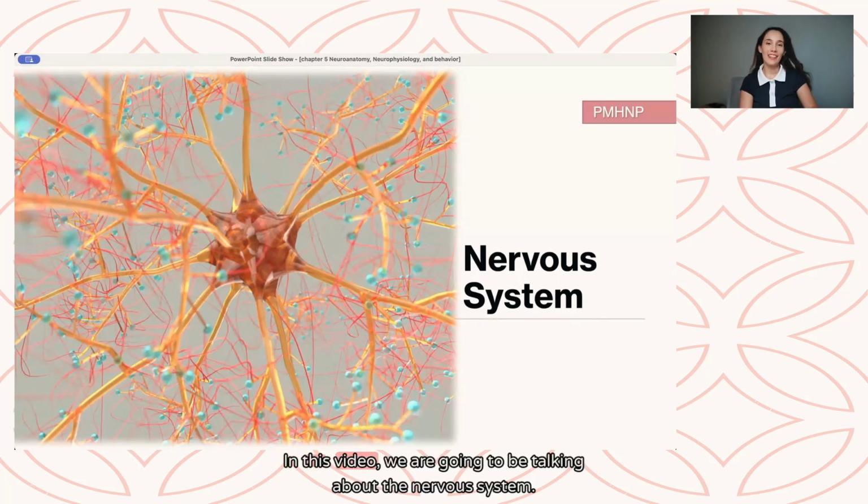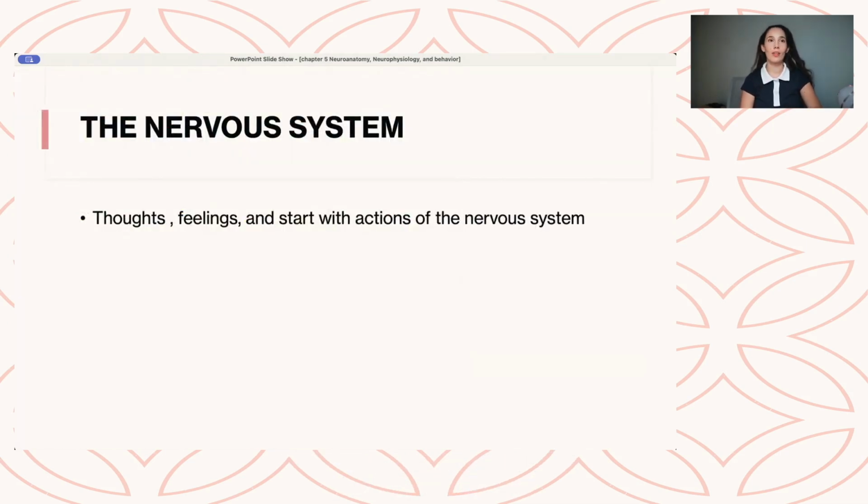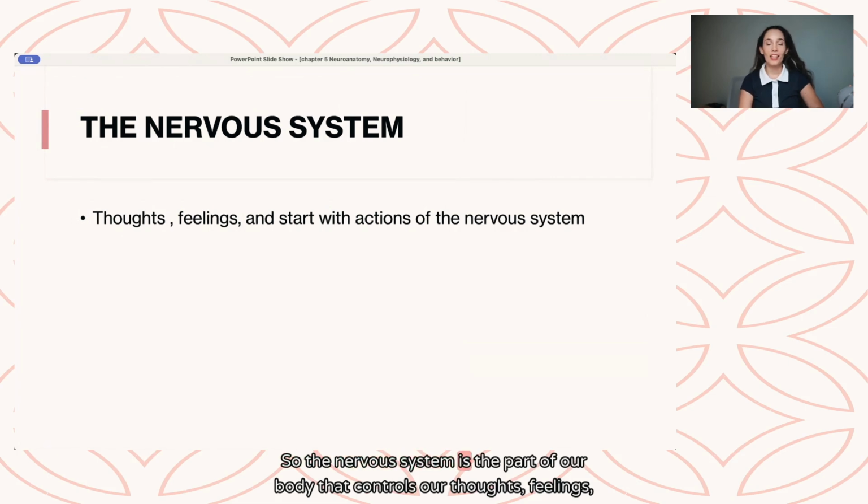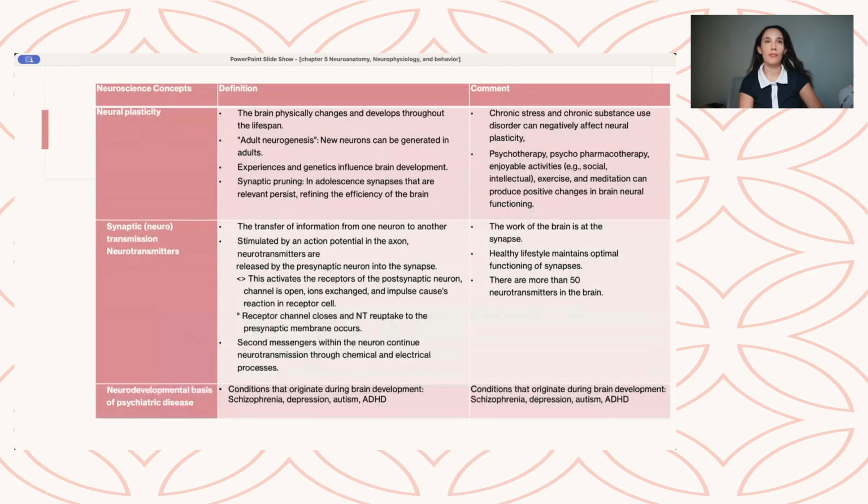Hello everyone. In this video, we are going to be talking about the nervous system. So the nervous system is the part of our body that controls our thoughts, feelings, and actions, which we're going to get into.